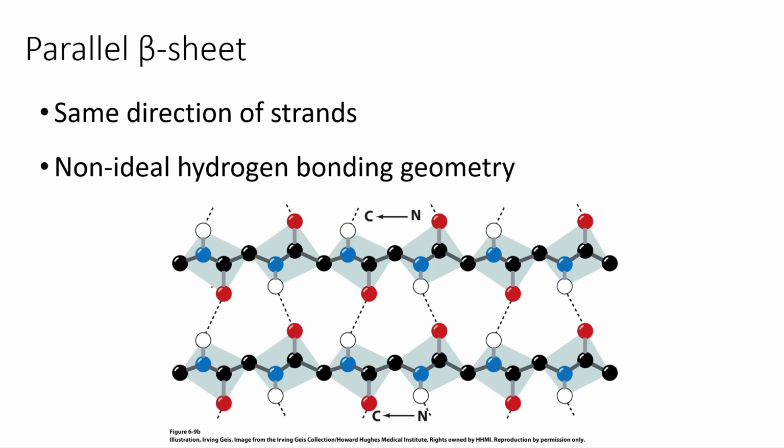So because now instead of going anti-parallel, we're going parallel, the hydrogen bonding geometry is not quite ideal anymore. So here we can see that our amino hydrogen is hydrogen bonding to the carbonyl oxygen across from it on the next strand, but it's not quite linear. It's close to linear. It's a pretty good hydrogen bond, but it's not quite as ideal as we saw within our anti-parallel beta sheet.